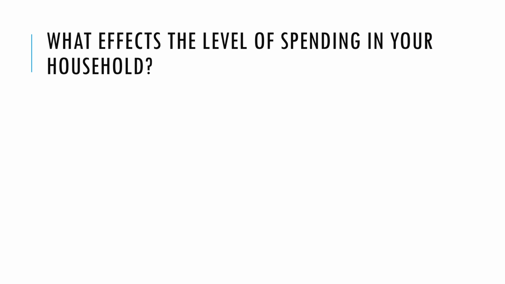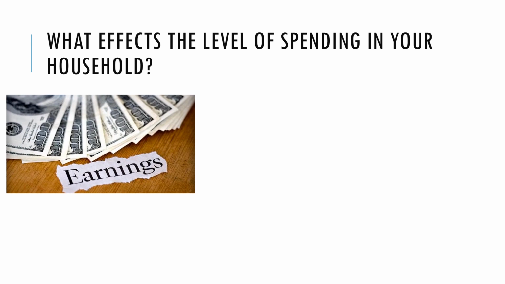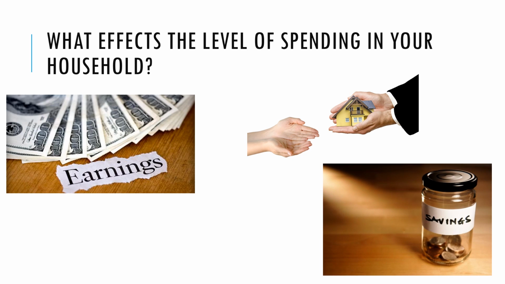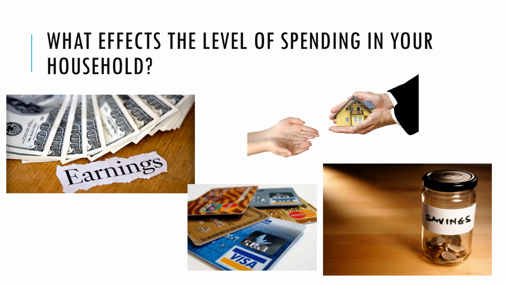So to get us started, what affects the level of spending in your household? Maybe pause the video now and have a think, what would be the things that would affect the amount people spend in your household at home? Well, one thing you might have said is earnings from people's work. Perhaps you might have talked about inheritance. Perhaps you might have talked about how much savings people have or how much they are saving. Perhaps you might have talked about their access to credit cards or their access to loans.